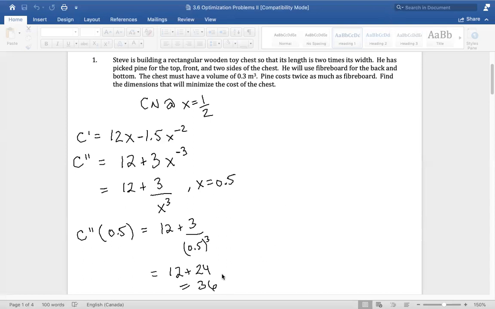So again, 36 is greater than 0. So if 36 is greater than 0, then I am concave up and I'm smiling. And if I'm smiling, then that produces a local min, right? So here I would have a local minimum at x equals 1/2. So that confirms minimum, right?